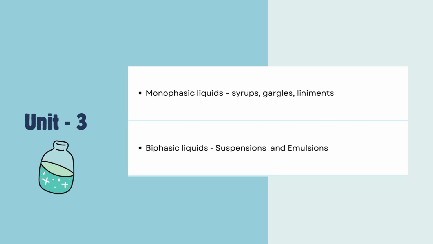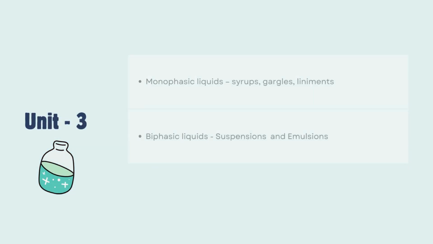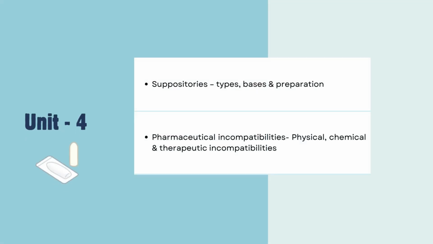Unit 3 deals with liquid dosage forms. We learn to prepare syrups, suspensions, emulsions, etc., and how to keep them stable and safe for patients. In Unit 4, you will learn about suppositories. Suppositories are solid medicines inserted into the rectum or vagina. Next, you will learn about incompatibilities. In incompatibilities, you will learn about how some drugs should not be mixed because they react physically or chemically.